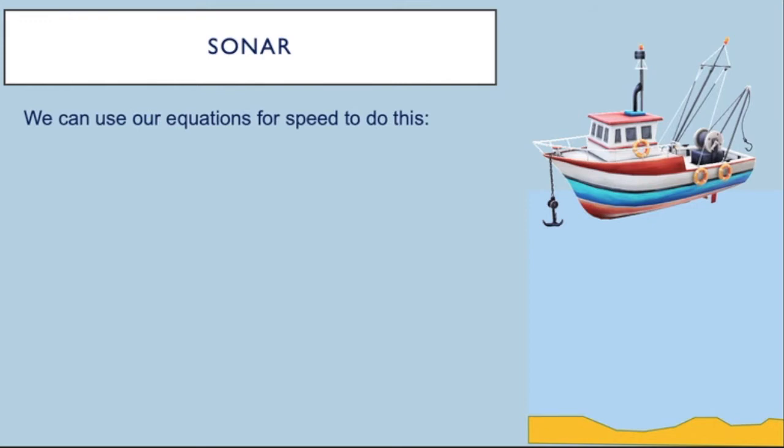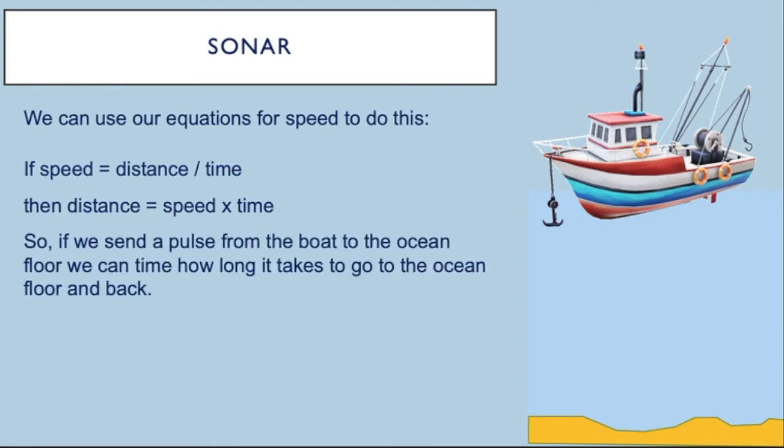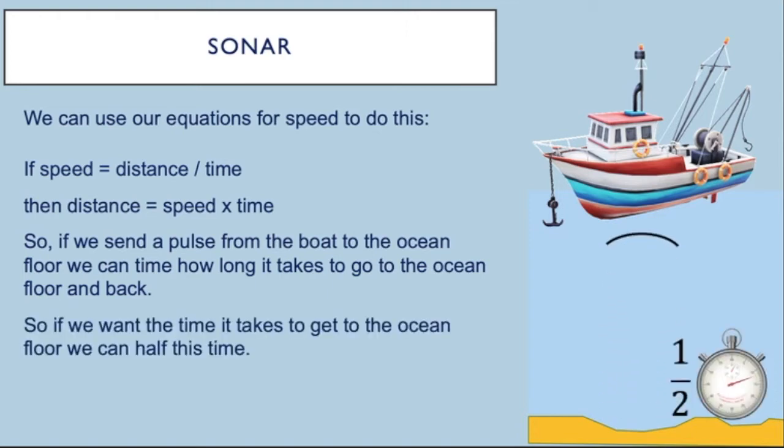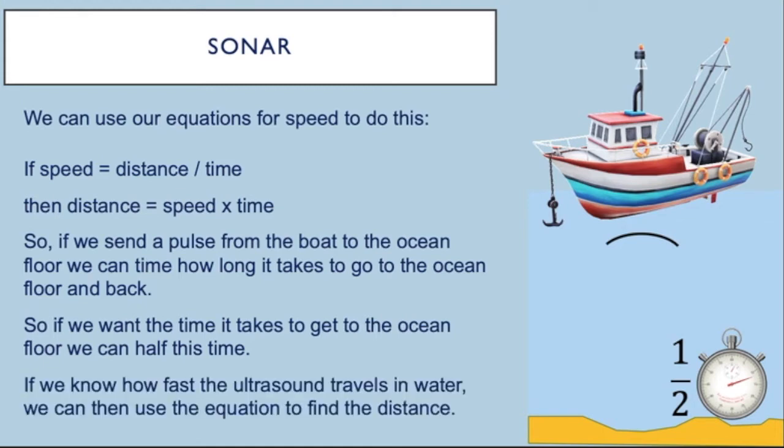So we can use our equation for speed to find this out. So if speed equals distance divided by time, then distance equals speed times time. So if we send a pulse from the boat to the ocean floor, we can time how long it takes to get to the ocean floor and back again. So if we want the time it takes to get to the ocean floor, we can halve this time. If we know how fast the ultrasound travels in water, we can then use the equation to find the distance.